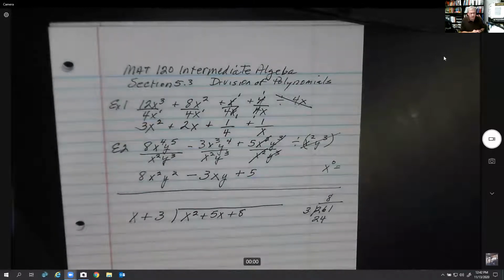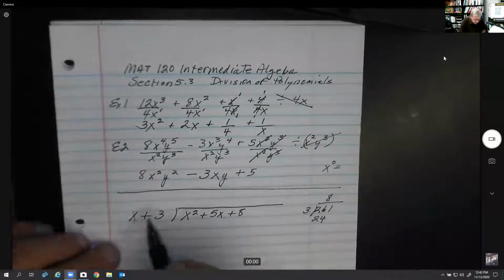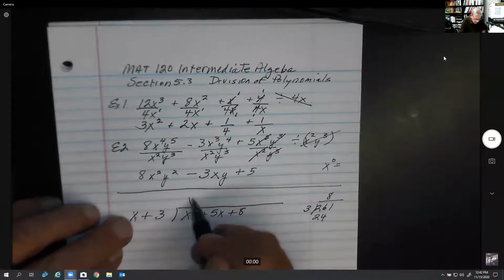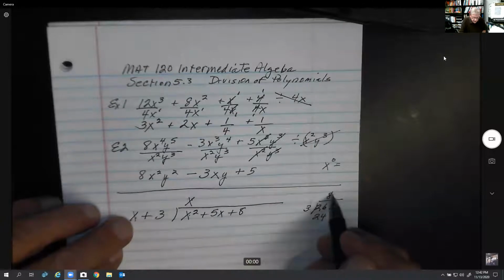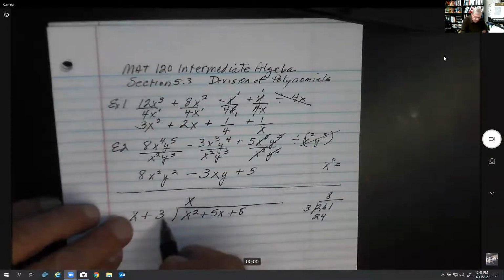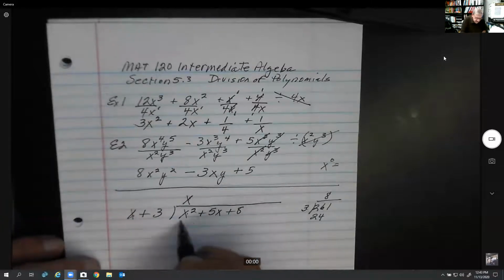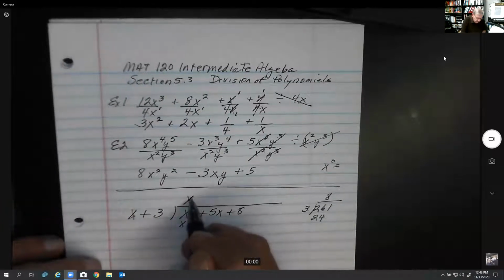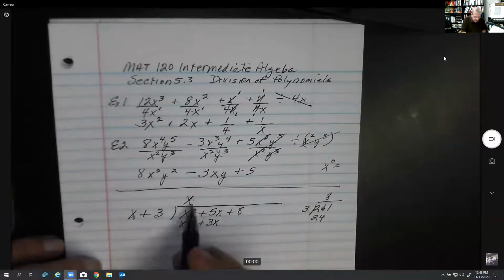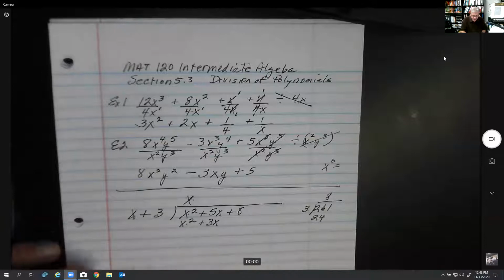On this problem, it's a little bit easier because what you want to do is change this x to an x^2. So you're just going to go over the first term. And so you have x here. And just like you multiplied 8 times 3, you're going to multiply x times this whole thing. So x times x is x^2, and x times the 3 is 3x, and you're going to put that right under your x term. So x times x is x^2, x times a plus 3 is a plus 3x.